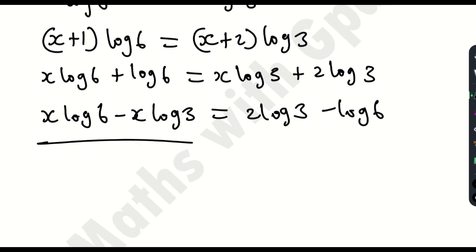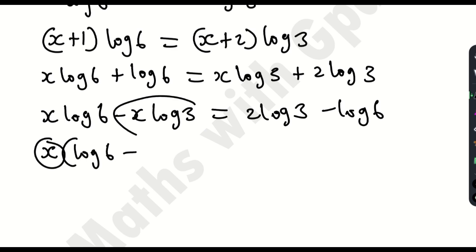So if you check what we have on the left hand side, x is common. I'm going to factor that out since I'm trying to find the value of x. So let's factor x out. I'm going to have x, open a bracket. x will go into this, you have log 6, put in a bracket like so. Then x goes into x log 3, you are going to have log 3.